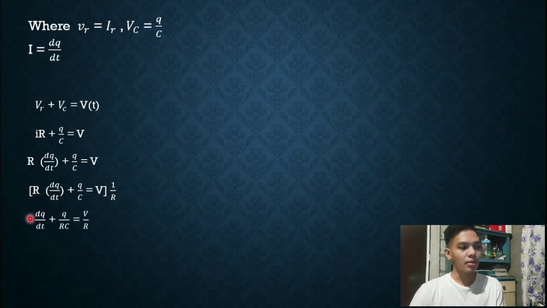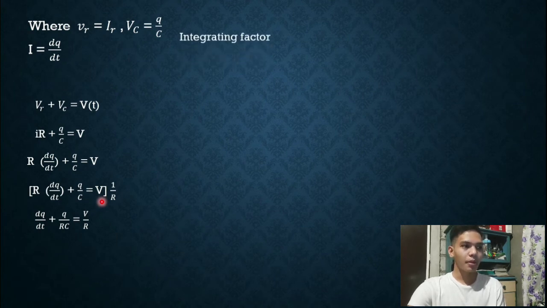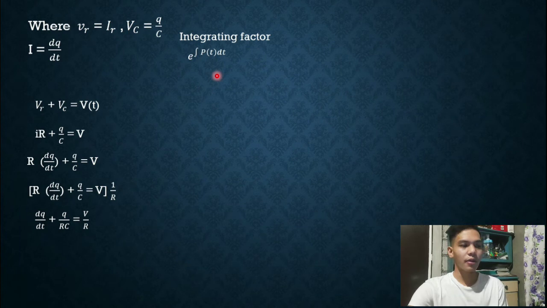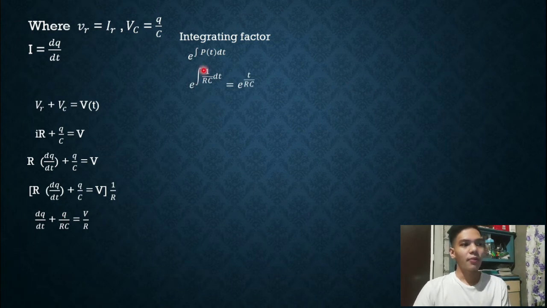So the only remainder will be dQ over dt plus Q over RC equals V over R. This is the same as y prime plus P(x)y equals Q(x). Then we get the integrating factor of this equation, e raised to the integral of P(t) dt. The P here is 1 over RC because the Q can be a constant. The integral of 1 over RC dt gives the integrating factor e raised to t over RC.